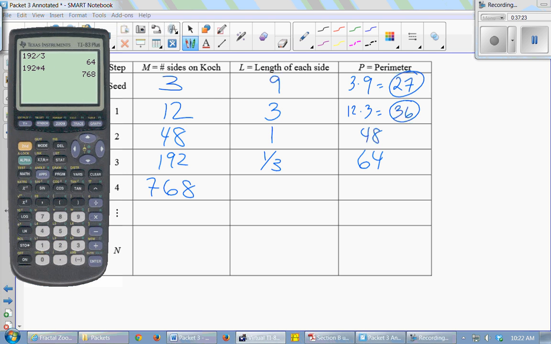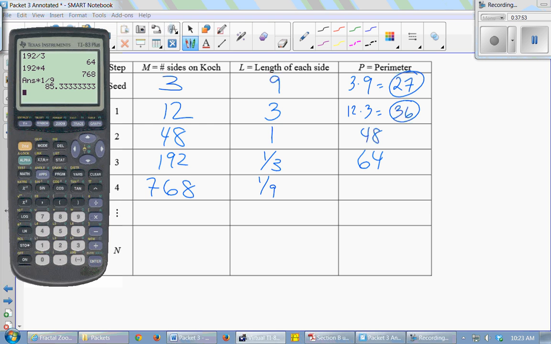And anyone see a pattern in the length of each side? Divided by 3 or multiply by 1/3, same thing, right? So what's 1/3 of 1/3 as a fraction? A ninth. 1/3 of 1/3 is a ninth. Because the word of means multiply, right? 1/3 times 1/3 is 1/9. Okay. Then you multiply these together, 768 times 1/9.